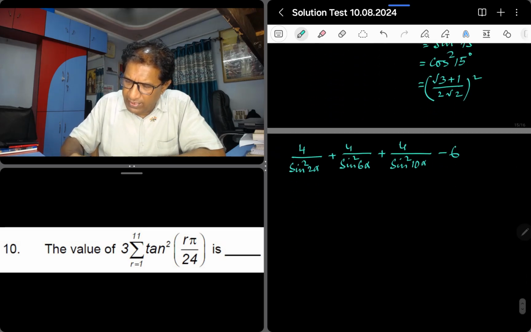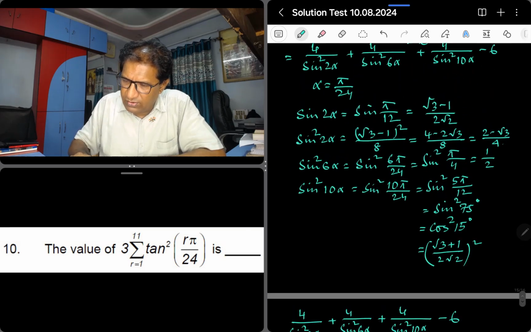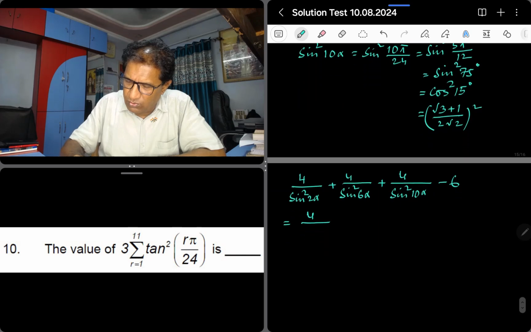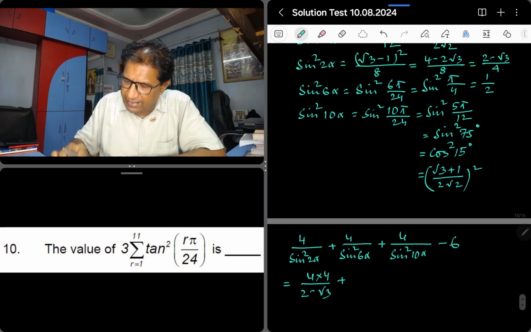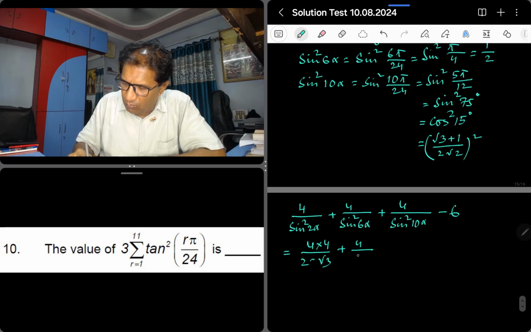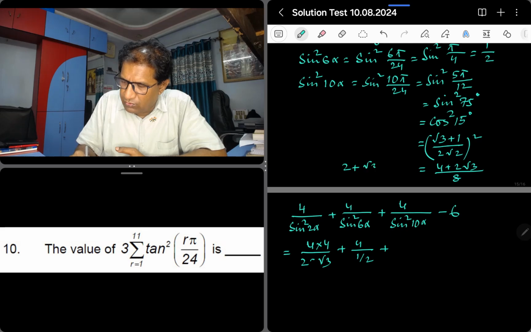Okay? So, if I put it here, we are going to have 4 over sine square 2 alpha. I am replacing by 2 minus root 3 over 4. So, 4 will go up, 2 minus root 3 in the denominator. Plus, sine square 6 alpha is basically half, so it will become 4 over half. Plus, in this case, if we open this one, sine square 10 alpha, we are going to have 4 plus 2 root 3 divided by 8. And if we cancel by 2, we are going to have 2 plus root 3 over 4.